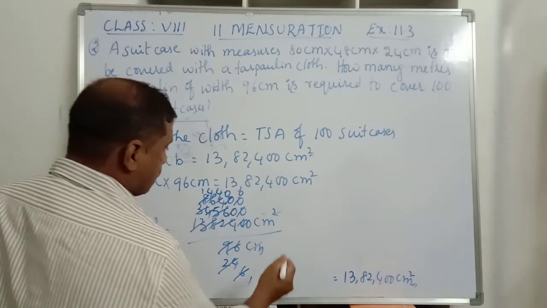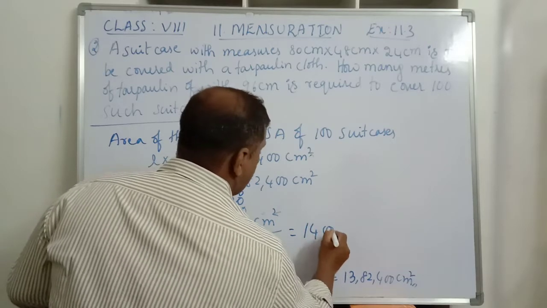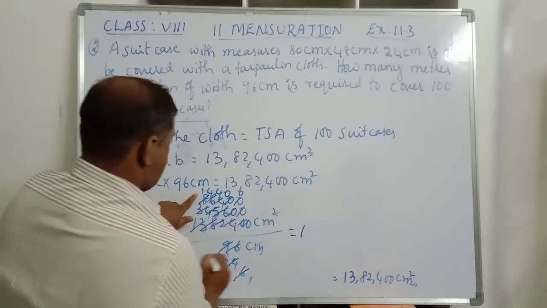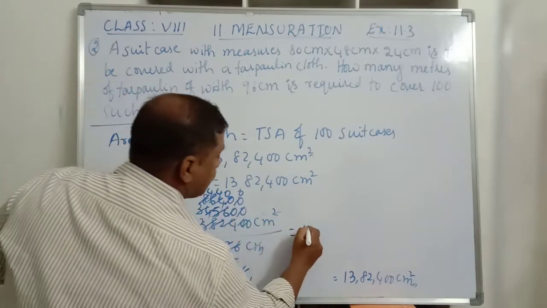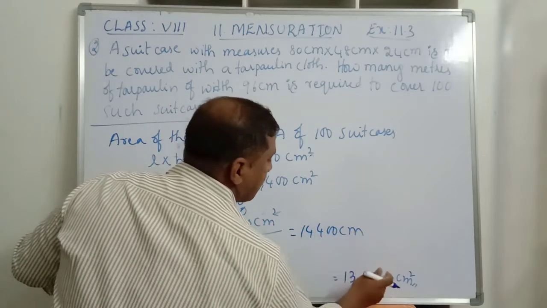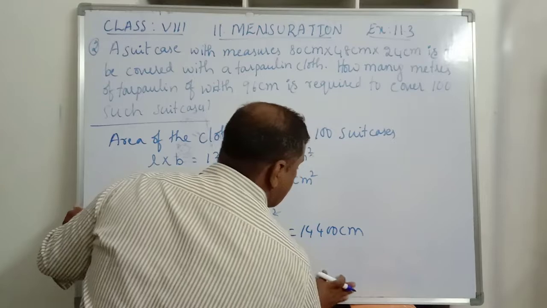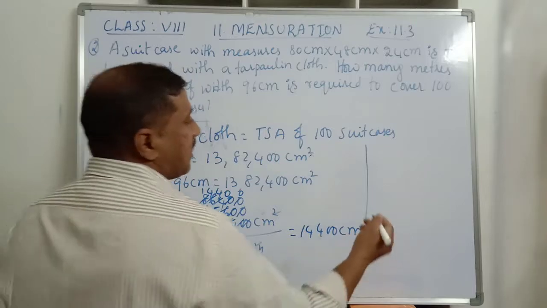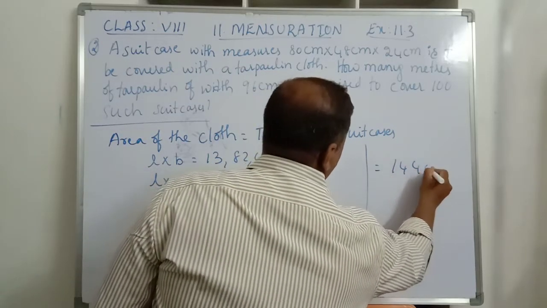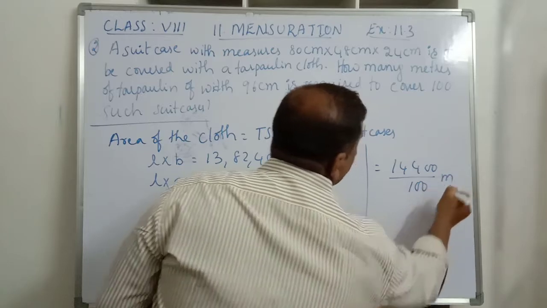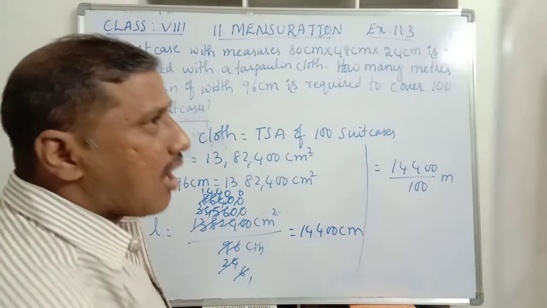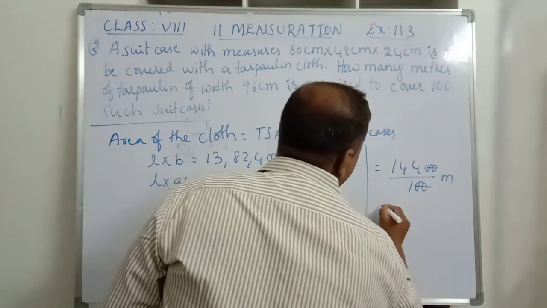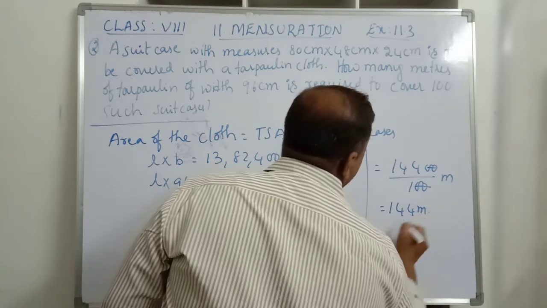So how much did we get? It is 14,400 centimeters. And the question asks to convert into meters. That is equal to 14,400 divided by 100 meters. We know 100 centimeters is equal to 1 meter. So to convert into meters, divide by 100, so these two zeros are cancelled, 144 meters.